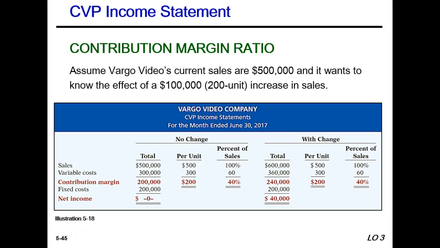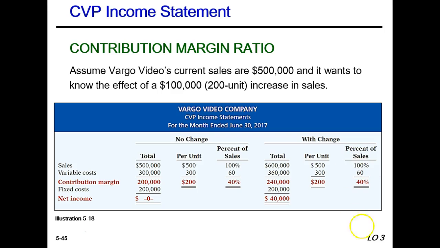This shows us an income statement. CVP income statement based on the margin ratio. So if we just break even, then we've got sales of 500,000. We've got the per unit, which is not going to change because it's variable, and we show net income of 0. Then Vargo wants to know what would happen if we increased our sales 200 units.